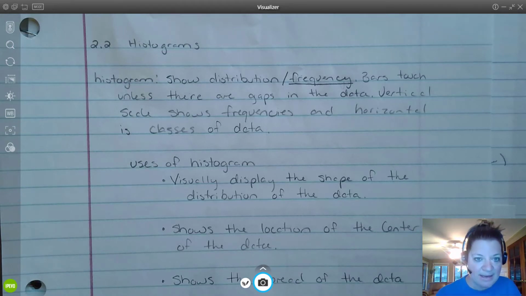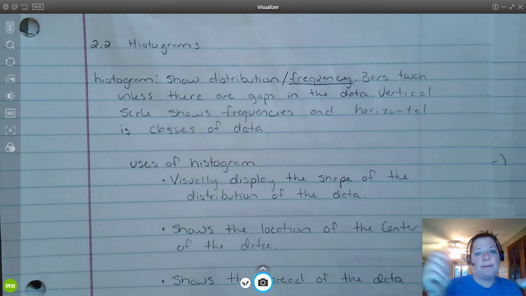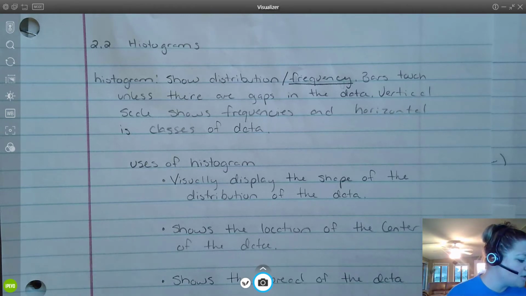So just like we've been setting those classes for our frequency table, it's really the same kind of idea. Basically, if you took your frequency table and you flipped it around and drew bars, it would look like a histogram. Okay, so why do we use a histogram?